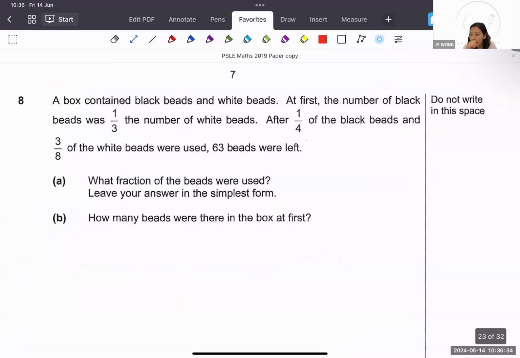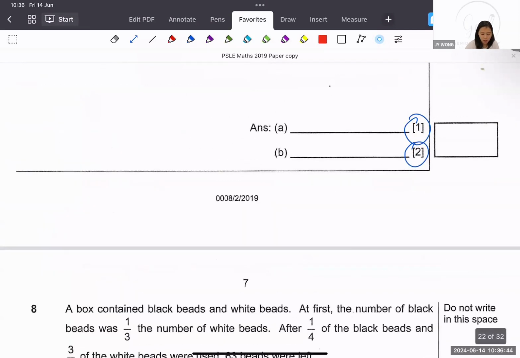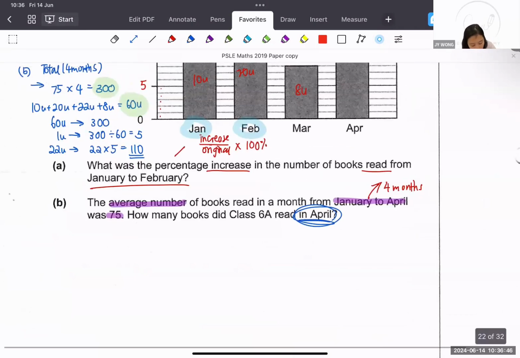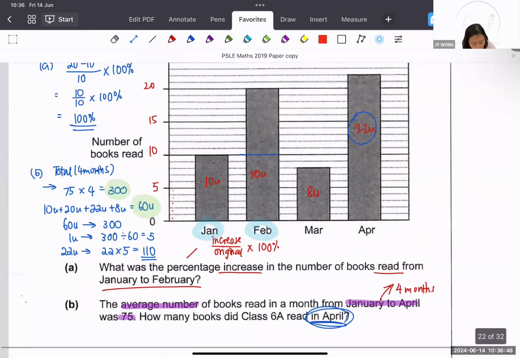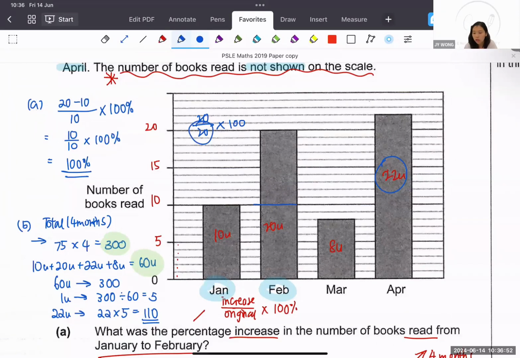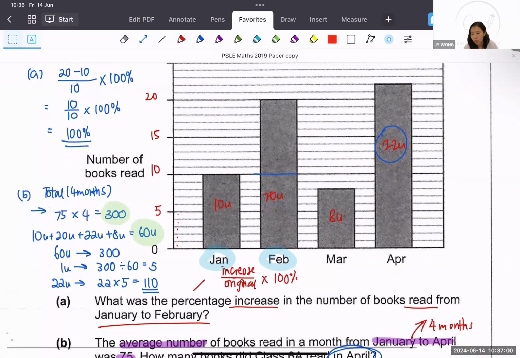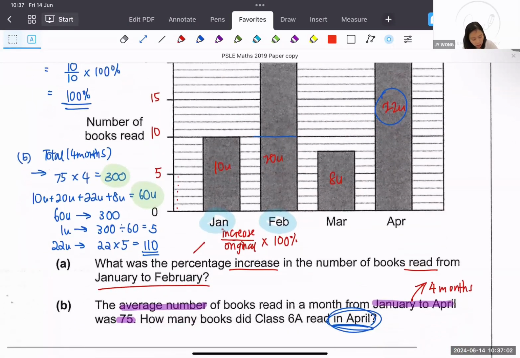Kayla, for part A, I took 20 over 20 times 100. That cannot be 20 over 20 because the original... okay, let me address this. 20 over 20 times 100 is not correct because why? The original is not 20 units. The original is 10. So when the teachers see this, they know that this is not correct. Okay, so take note of it. Okay, now next.